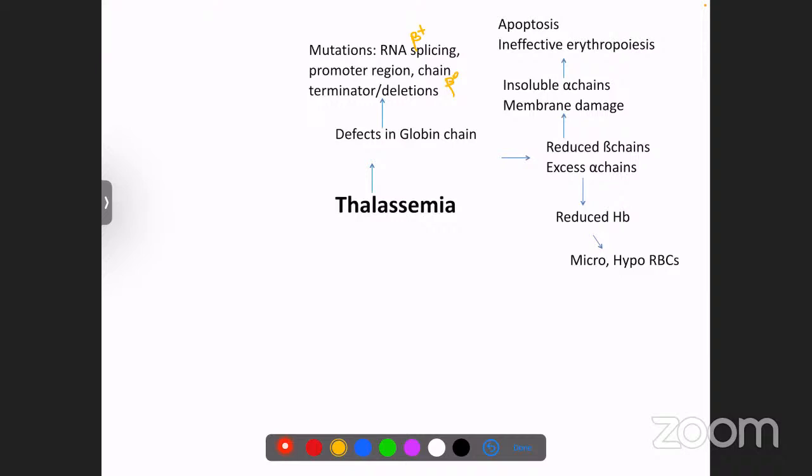Okay, so don't confuse this with hemolysis. Hemolysis is happening when the RBCs come into the peripheral blood. So here there is apoptosis and ineffective erythropoiesis. So what do I mean by ineffective erythropoiesis?